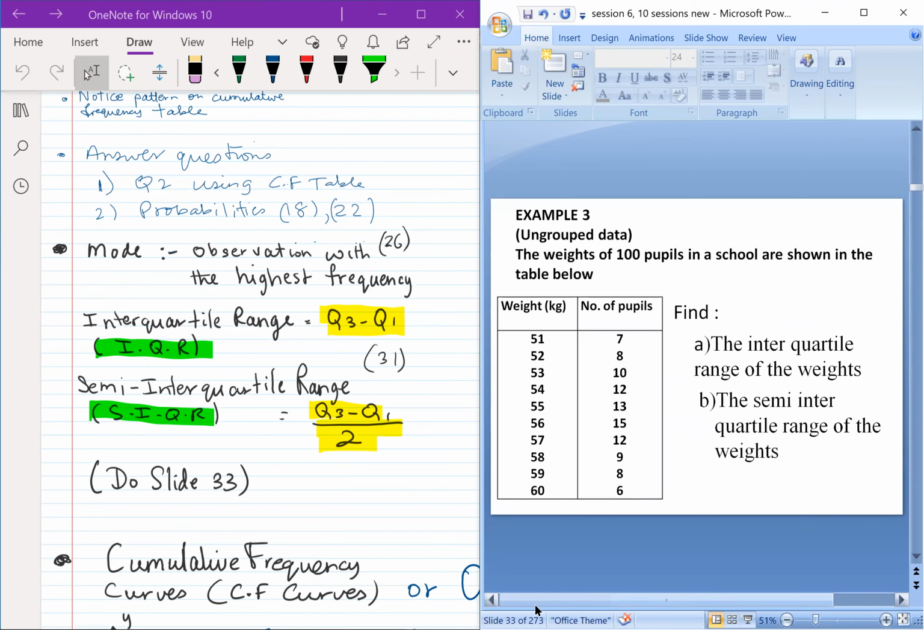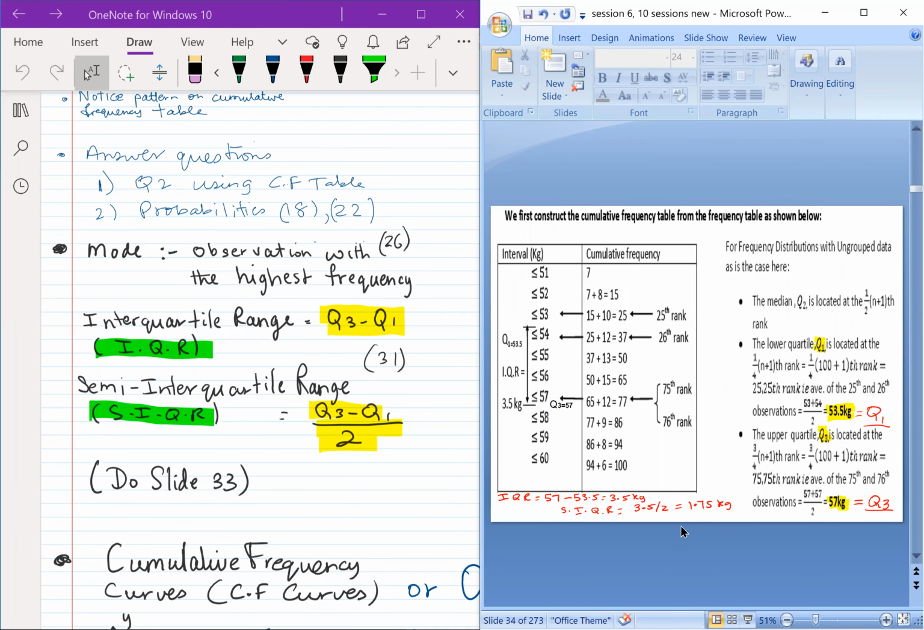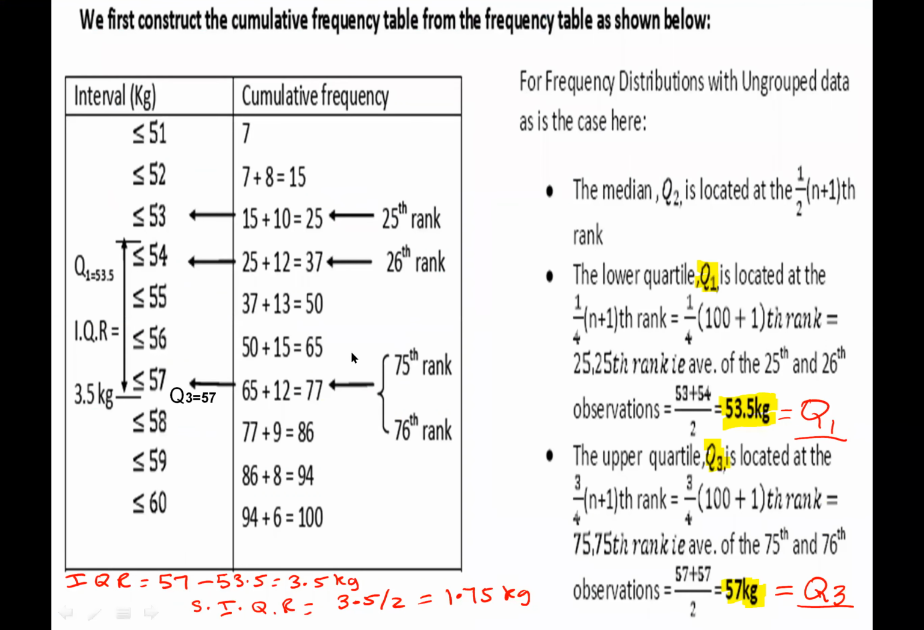All right. The weights of 100 pupils in a school are shown in the table. You want us to find the interquartile range and the semi-interquartile range for this data, right? So let's do that. To get the interquartile range, we have to find Q3 and Q1 and do a subtraction. So that's what we're going to strive to do, find Q3 and Q1.